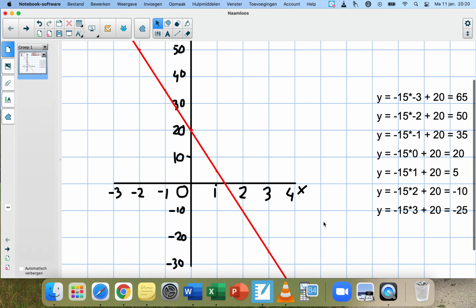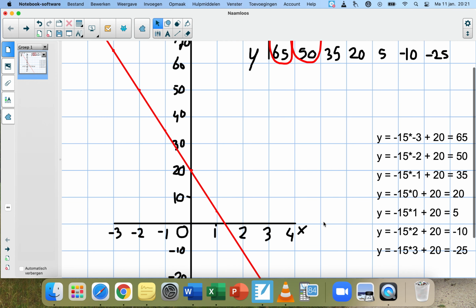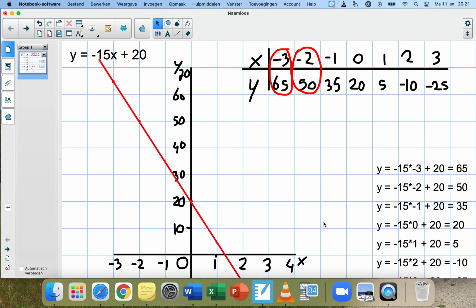So use your protractor triangle and draw a straight line all along the long side of your protractor triangle. So now we have the graph of the formula y is minus 15x plus 20. Dus nu hebben we de grafiek van de formule y is min 15x plus 20.